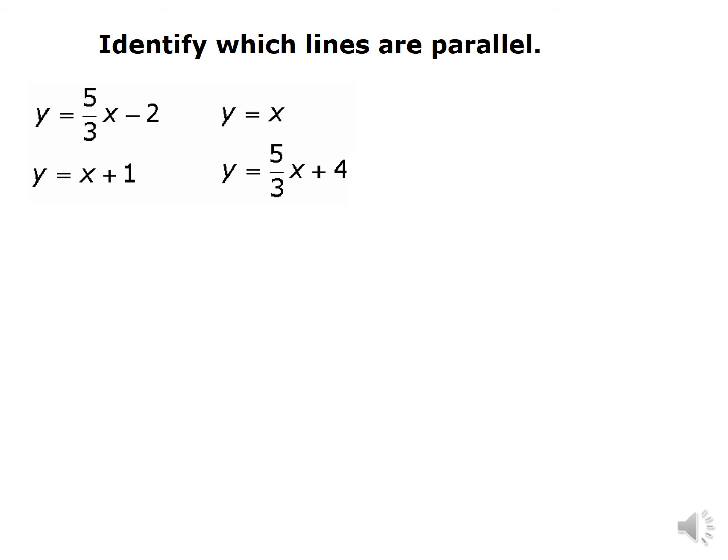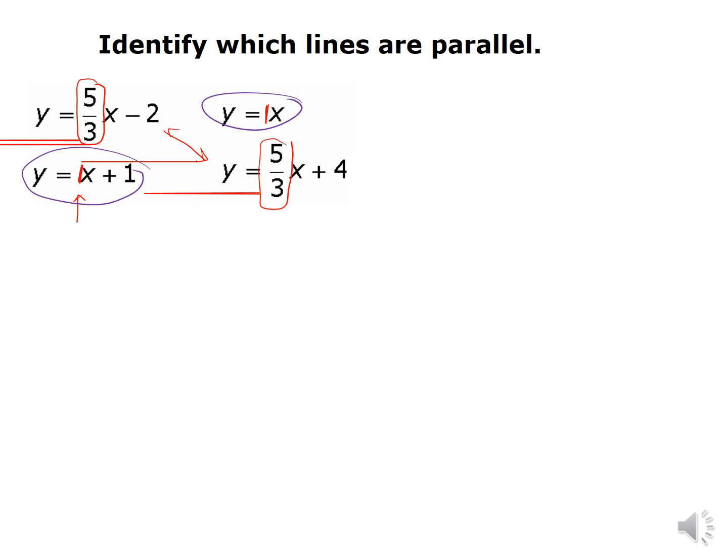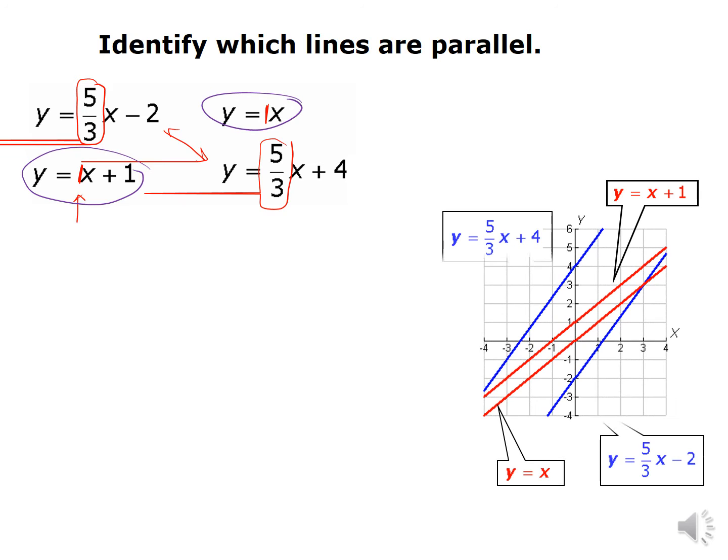All right, so if you were going to identify by just looking at the equation, you're going to look at the slope. So I can see this slope and this slope are the same. And now be careful, so these two lines are parallel. But what is the slope of this one? It's 1. And the slope of this one is 1. So this one and this one are parallel. Okay? So always watch out for that. And there's your lines. And you can see that the two here are parallel and the other two are parallel.